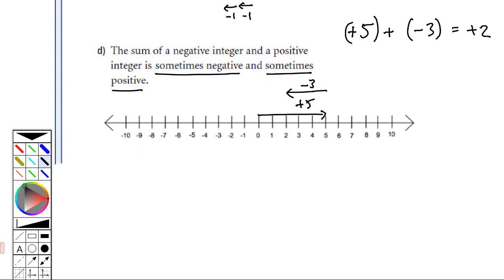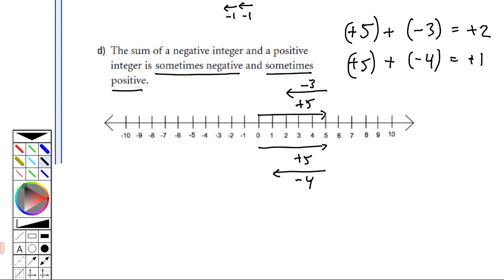Well, let's try a different number. Let's try positive 5 again. This time I'm going to add negative 4. Let's see what happens. So I'll do that below. Positive 5 and negative 4. So I'm going to have to move to the left. Well, this time it's going to leave me at positive 1. So again, 2 times I've done it, they're both positive answers. Does that mean it's always positive? Well, no, this is proving the second point here, that sometimes it's positive.